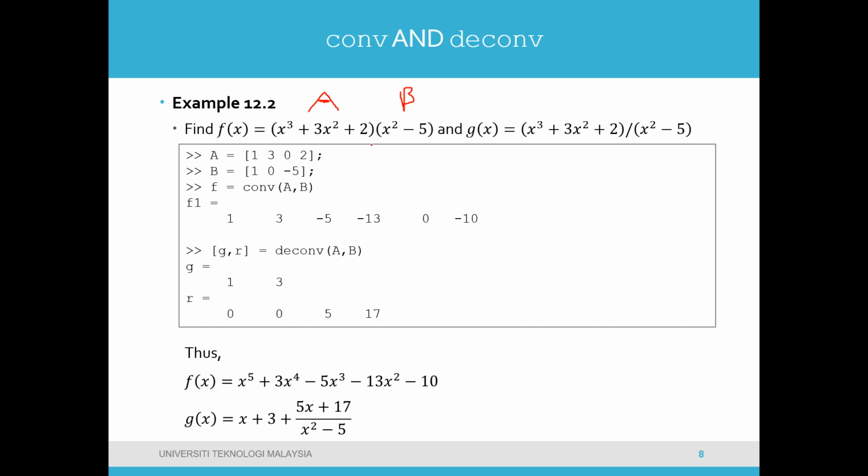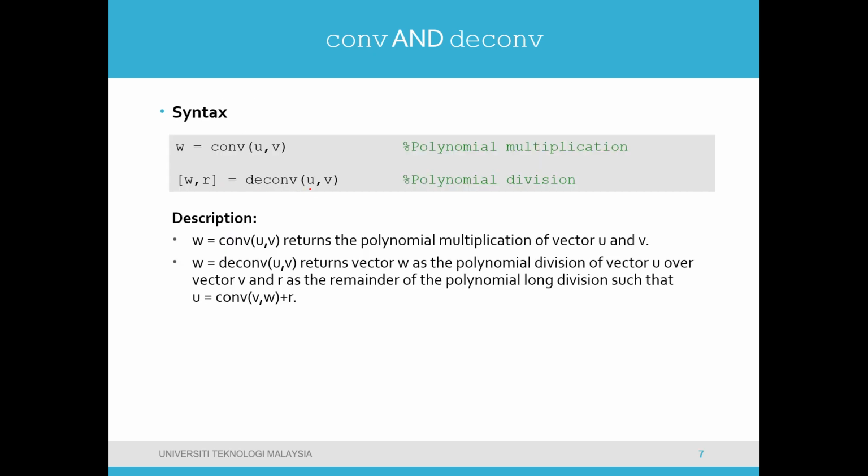If you want to do the multiplication, you don't need to do this manually, of course. You can just use conv, A and B. You have the multiplication of both, and you will get the answer. One more thing I forgot to mention: make sure this is the numerator and this is the denominator. For multiplication, no need to worry because you will still get the answer if you flip this. But for division, it will be different. Make sure you know that.